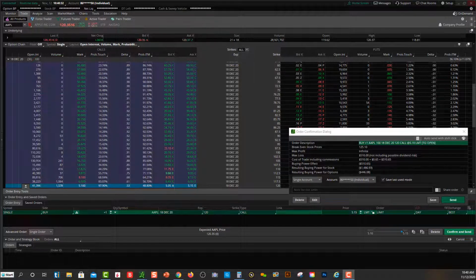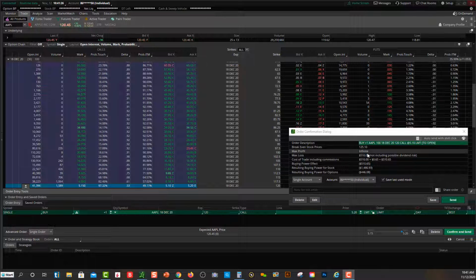Now let's take a look at break-even prices. If you look right here, you'll see the break-even price on my trade is $125.10. How did we come up with that number, or how did they come up with this number? Very simple. The strike price is $120, and we're paying $5.10. So you take $5.10, add it on top of 120. So that means the break even would be $125.10. So basically, by this expiration date of December 18th, 2020, if Apple is at 125.10 by that expiration date, I would break even on the trade. The more Apple is above $125.10, the more money I would make, right?